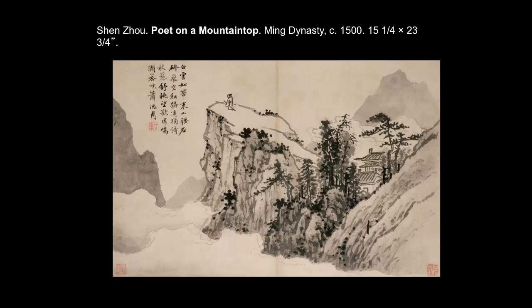So the last example of literati painters that we'll look at today is Shen Zhou's Poet on a Mountaintop. This example blends expressive poetry, which was likely written first by the artist, with the artist's personal interpretation of a landscape.